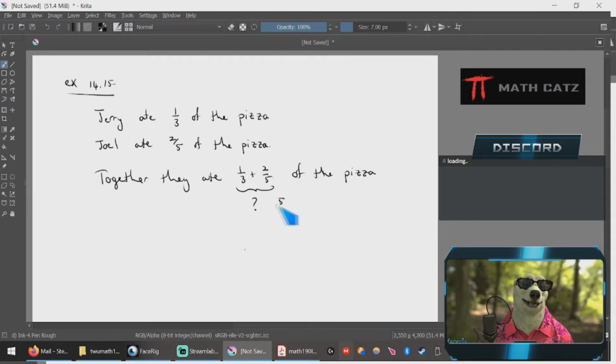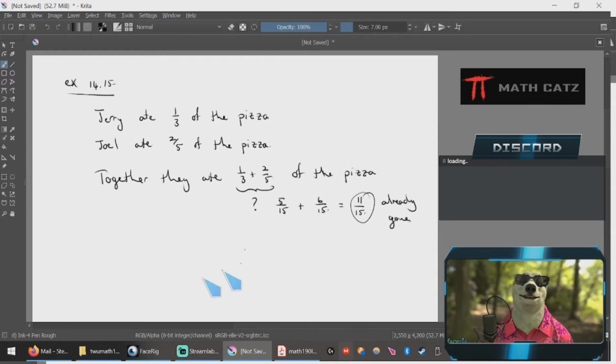So this will be 5 over 15, my common denominator, and 6 over 15, for a total of 11 fifteenths. So 11 fifteenths of the pizza is already eaten. It's gone. Let's emphasize here. Let's say, whoopsie, gone.